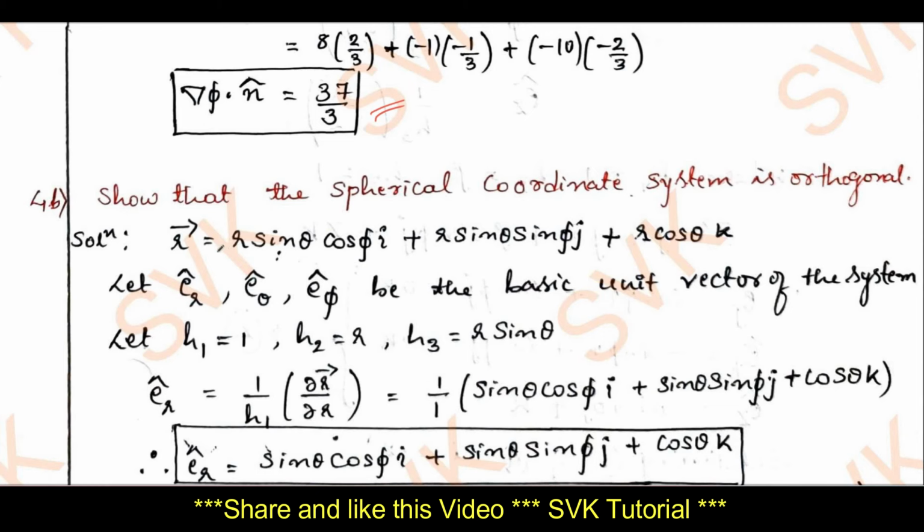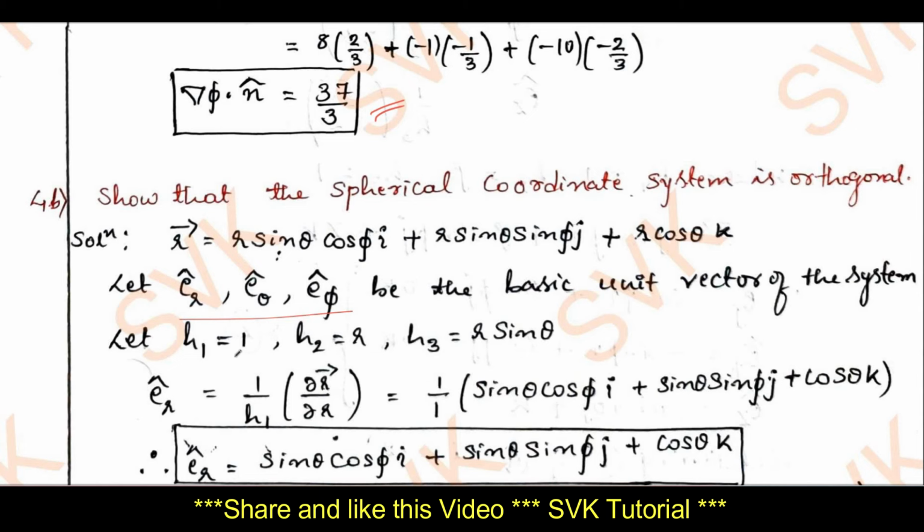So write down vector r. Vector r for a spherical coordinate system is nothing but r sin theta cos phi i plus r sin theta sin phi j plus r cos theta k. This is the spherical coordinate system. Then we will denote e r cap, e theta cap, e phi cap as the basic unit vectors. This is a standard vector, that's why it is called a basic unit vector.